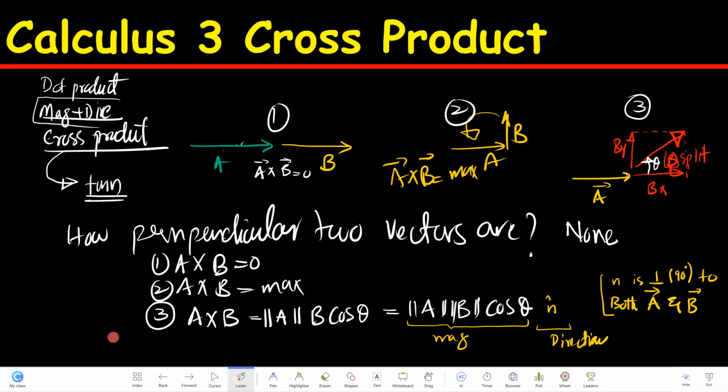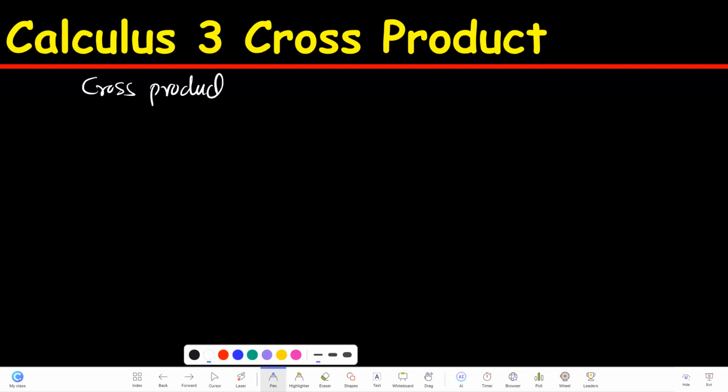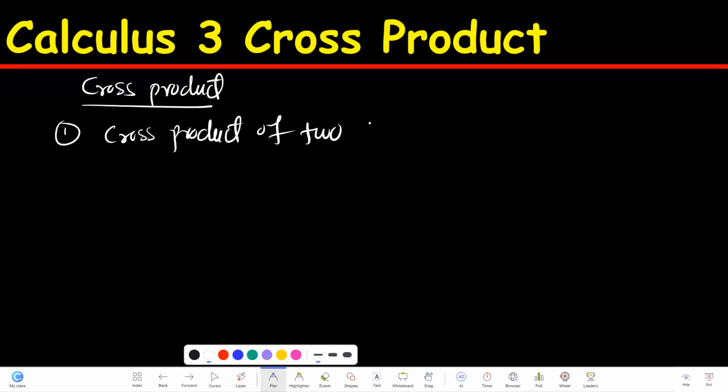So let's talk about some theory and then quickly do some problems. Okay. So I'm going to write some notes about what is a cross product formally. Number one, the cross product of two vectors is a vector quantity.